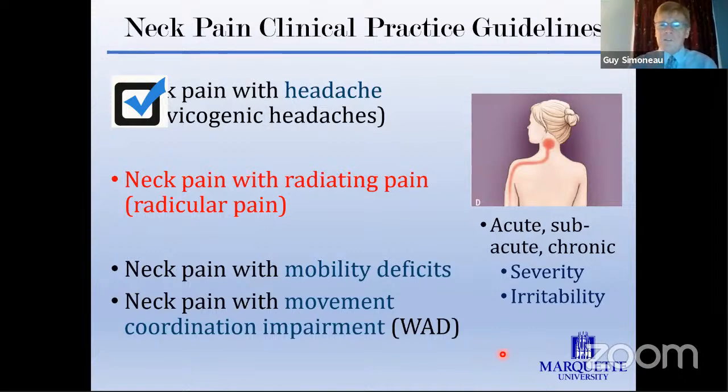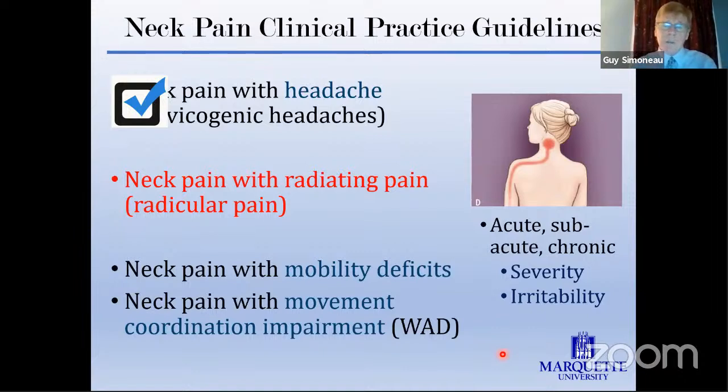So I always tell my students that this is a group that you should expect success. You should expect to be successful for those patients. So the next group is neck pain with radiating pain, which is radicular type of pain. This is a group that has a wide spectrum in terms of severity and irritability.